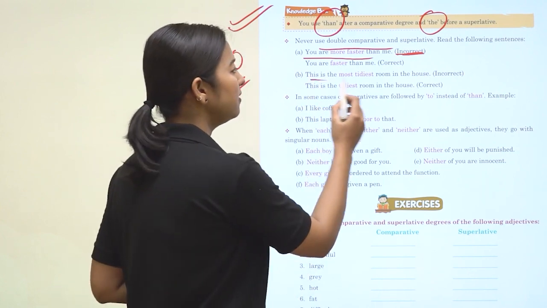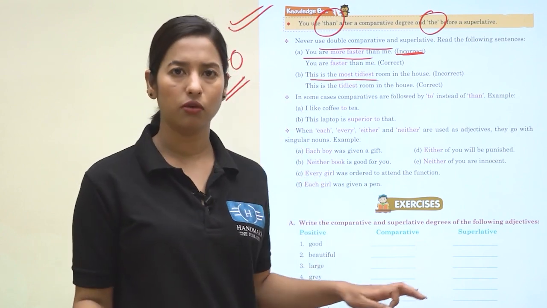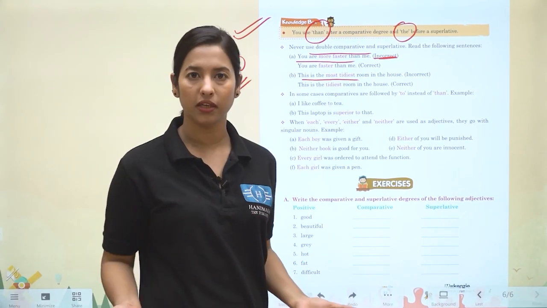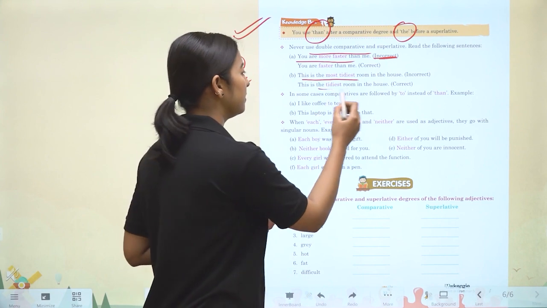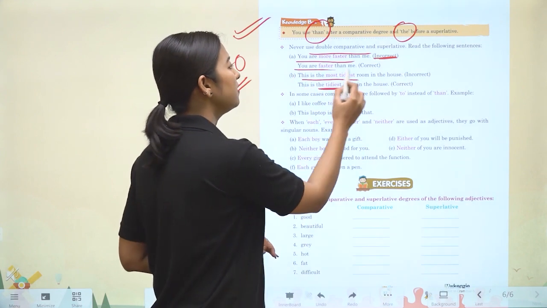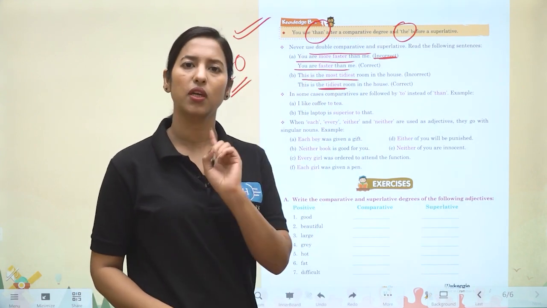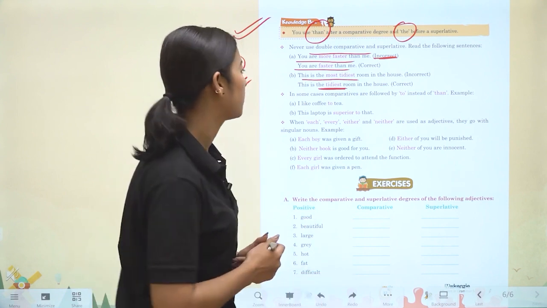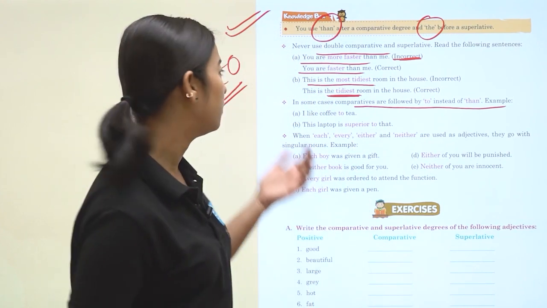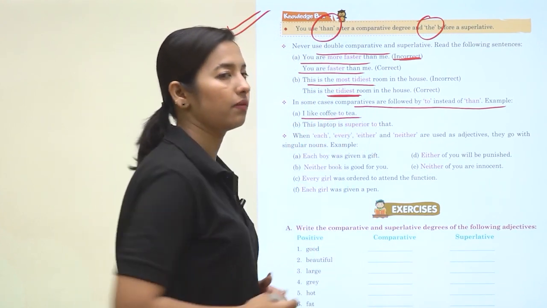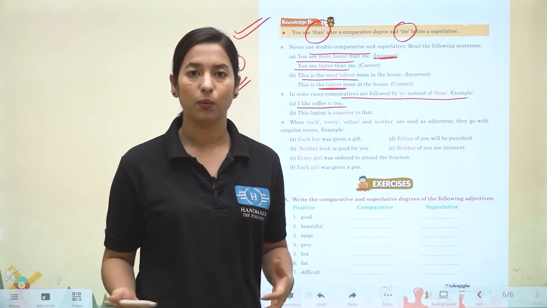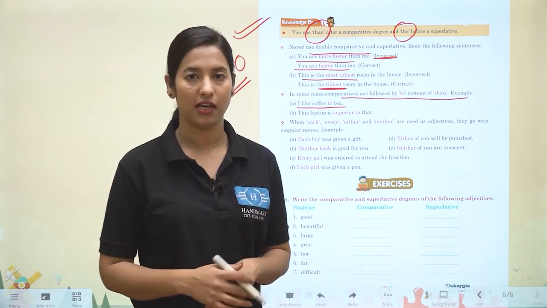So, this is the most tidiest room in the house. Here again, most is also used for superlative and tidiest is also a superlative degree. So, we would use tidiest and we will use the before it. This is the tidiest room in the house. You are faster than me. So, we will use only one word for comparative or superlative degree. In some cases, comparatives are followed by to instead of than, as I already told you before. I like coffee to tea. I like coffee than tea would be incorrect. Okay. We do not use than with superior, inferior, all these kinds of words.